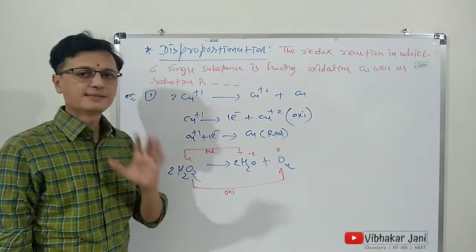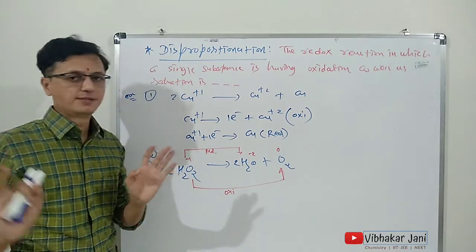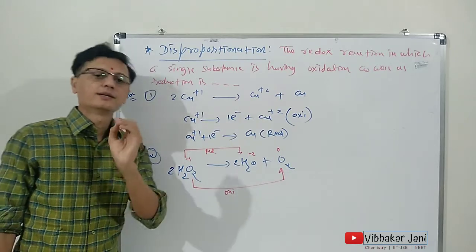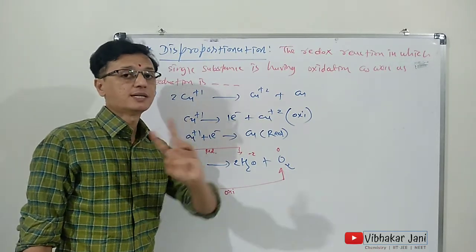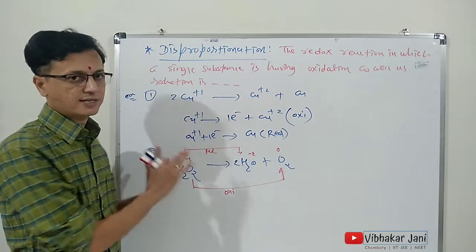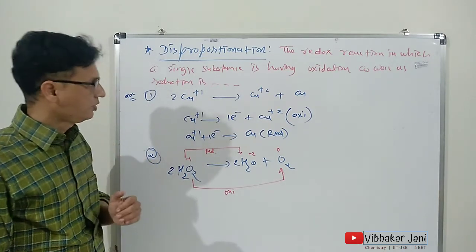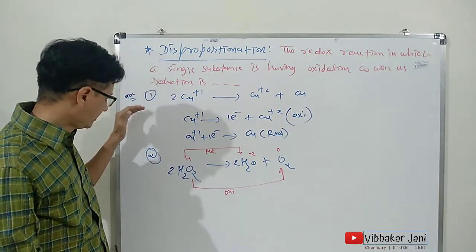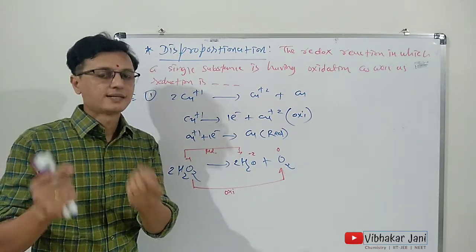This is a very simple concept, though it is a newer concept to you. You have to identify when the same substance is having both the half reactions, oxidation as well as reduction, then such a reaction is considered as disproportionation. So just pause the video, write down this definition and these two examples, then we will see some more examples and some extra things also.